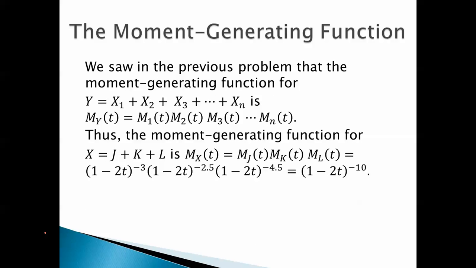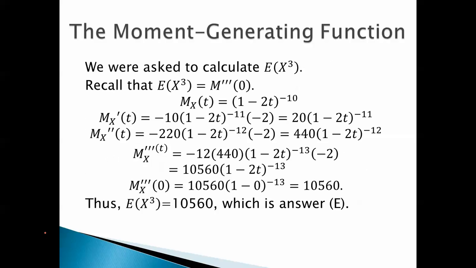We saw in the previous problem that the moment generating function for y equals x1 plus x2 plus x3 plus ... is m sub y of t equals m sub 1 of t times m sub 2 of t times m sub 3 of t, etc. Thus, the moment generating function for x equals j plus k plus l is m sub x of t equals m sub j of t times m sub k of t times m sub l of t, which is (1 minus 2t) to the negative 3 times (1 minus 2t) to the negative 2.5 times (1 minus 2t) to the negative 4.5, which is (1 minus 2t) to the negative 10.